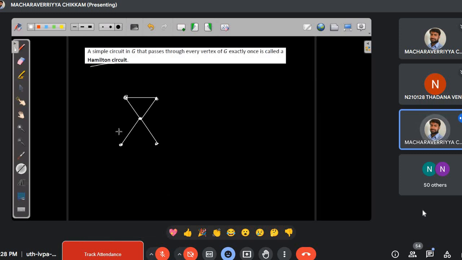It may have a circuit, but once you reach this pendant vertex, you can't go back. That's the problem. So we can't have a closed circuit which passes through all the vertices of the graph. So this doesn't have a Hamilton circuit. Okay, how about this one?